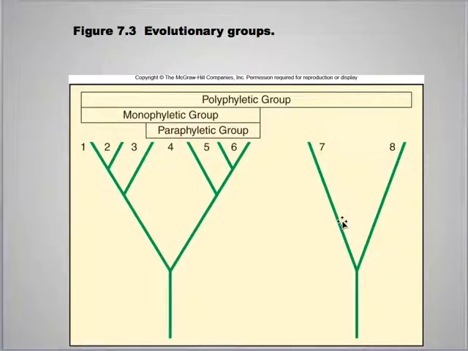So if we look at evolutionary groups, polyphyletic groups are coming from 2 different ancestors. Monophyletic groups are coming from 1 ancestor. Paraphyletic groups include some, but not all members of a lineage. So you have 3, 4, 5, and 6. You're omitting 1 and 2. And these are the result of insufficient knowledge.